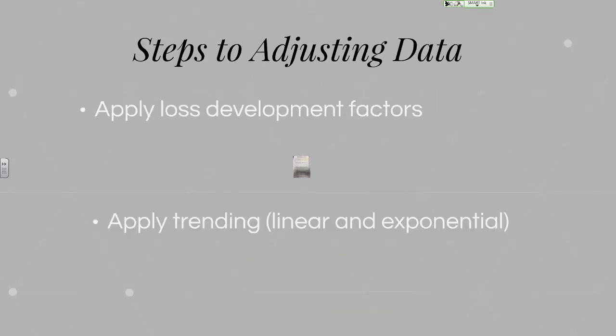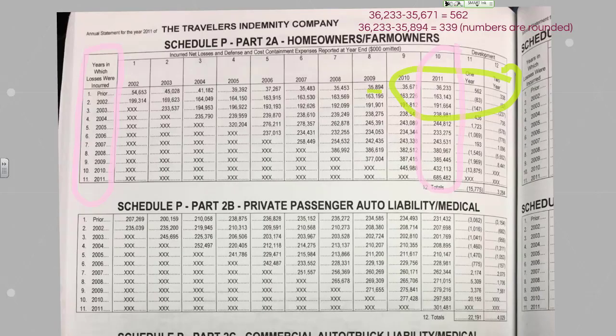The next step to adjusting data is to apply trending. Looking back at our Schedule P triangle, the trending would actually occur going down the column. Notice that, as you would expect, in most years, the amount of losses goes up.